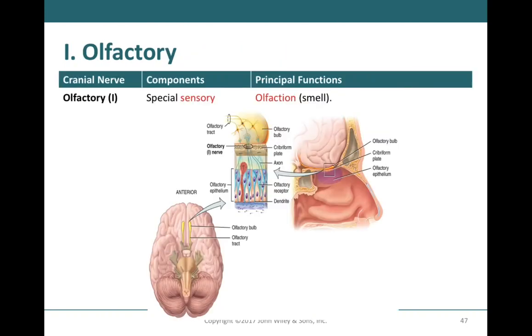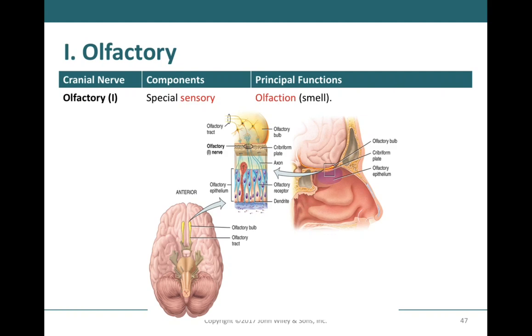Now we're going to take some time to go over each of these cranial nerves and which information is carried by each one. So cranial nerve number 1 is the olfactory nerve. Our olfactory sense refers to our sense of smell. So the olfactory nerve is specifically going to be a sensory nerve. This will not carry any motor information. This nerve only carries sensory information back to the brain.